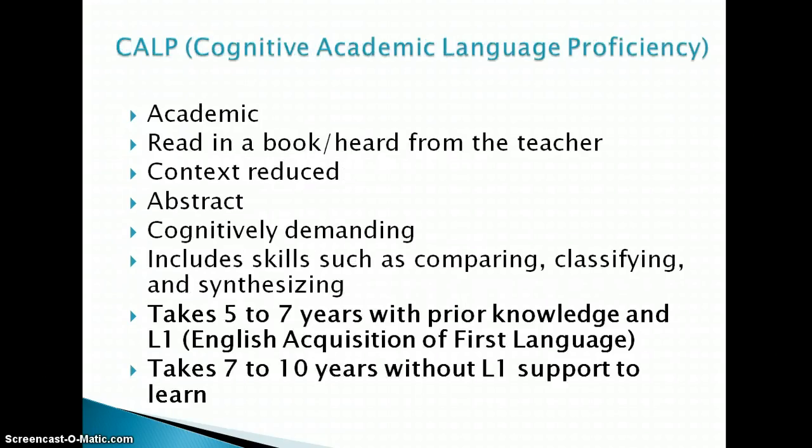The second language they'll be acquiring is academic language. This has been termed CALP, Cognitive Academic Language Proficiency. This language is academic, as I mentioned. It's read in a book or heard from the teacher. It's context reduced, abstract, and cognitively demanding. It includes skills such as comparing, classifying, synthesizing, and this language takes 5 to 7 years with prior knowledge in L1, the acquisition of the first language, or 7 to 10 years without L1 support to learn.